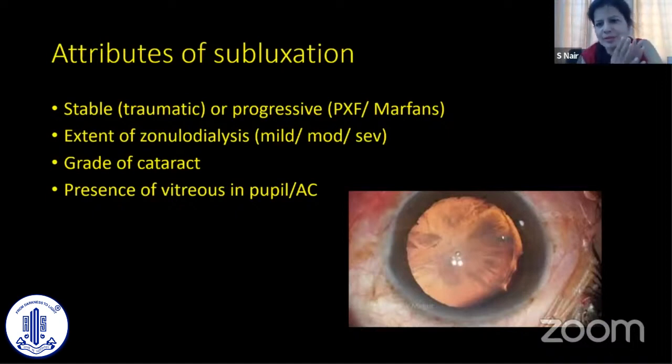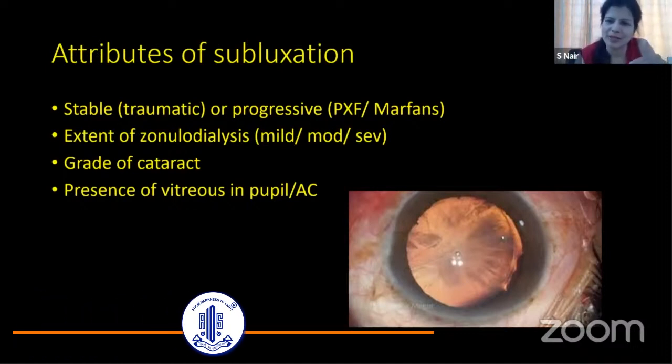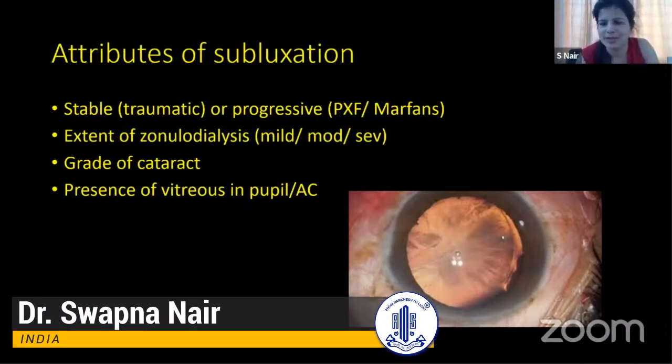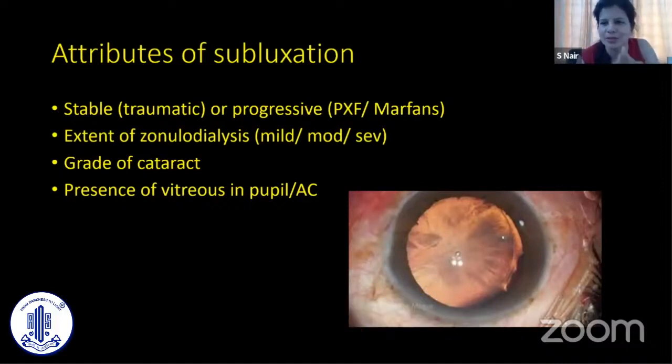First of all, whether it's a stable subluxation as it happens in a one-time trauma, or whether it's progressive, like in pseudoexfoliation or in a disease like Marfan's. It's depending on that you decide whether to just do a CTR, or go in for a sutured segment as well, or go in for a complete evacuation of the lens with an SFIOL. The extent of zonulodialysis, the clock hours to which there is dialysis happening, also determines what kind of implant you want to put in.